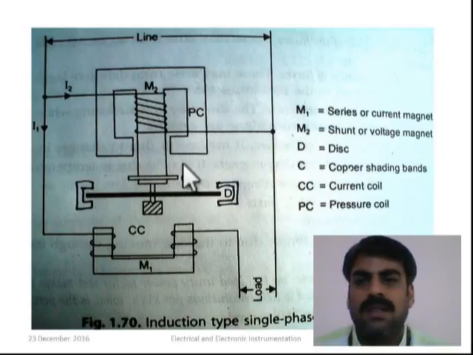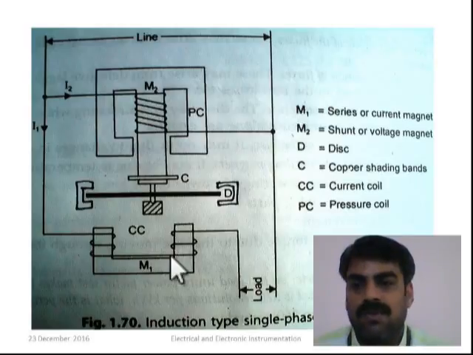How do we get these particular names for magnets M1 and M2? The current flowing through the load is in series with the current coil, whereas the voltage across the pressure coil is the voltage across the load. This is how we get the name pressure coil for magnet M2 and current coil for magnet M1.